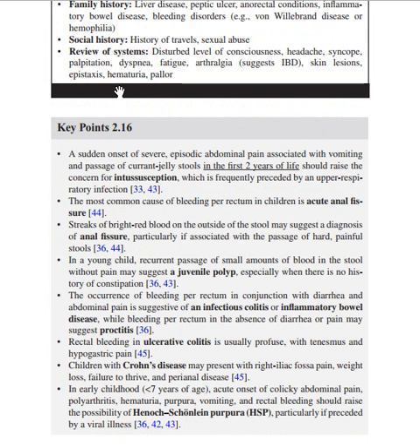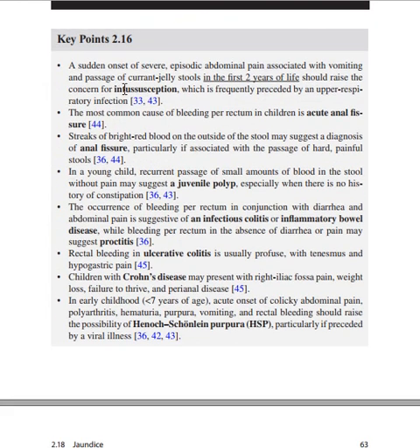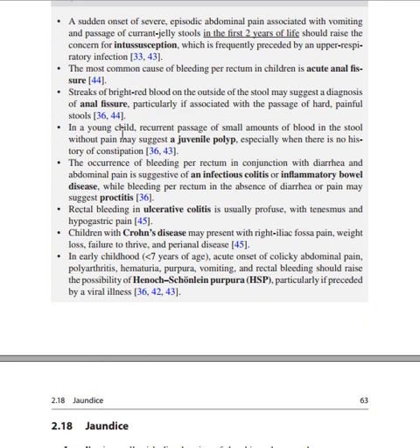Review of systems: disturbed level of consciousness, cerebral symptoms, palpitation and sleep. Now, key points. A sudden onset of severe episodic abdominal pain, especially with vomiting and passage of red currant jelly stools in the first 2 years of life, should raise concern of intussusception, which is frequently preceded by an upper respiratory tract infection. Second, the most common cause of bleeding per rectum in children is an acute anal fissure.